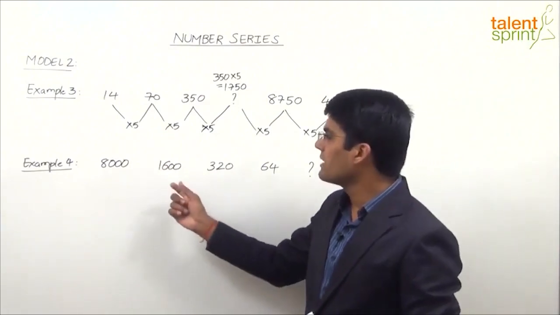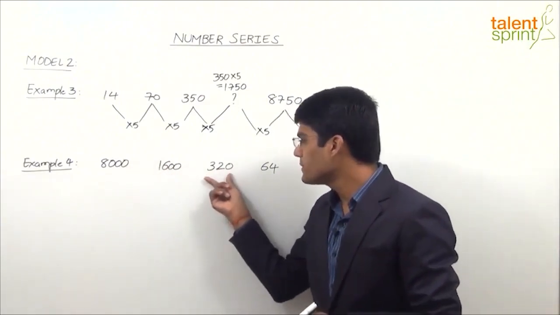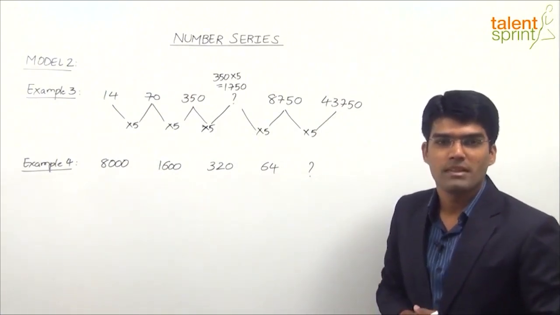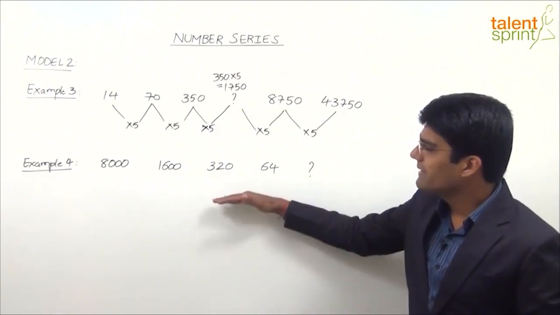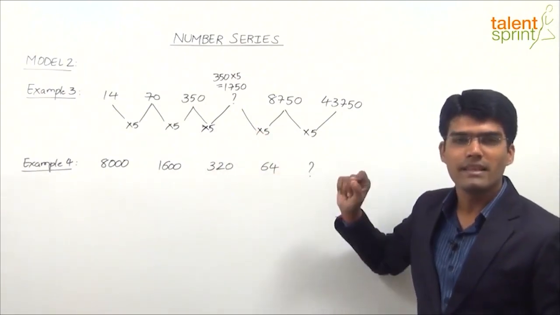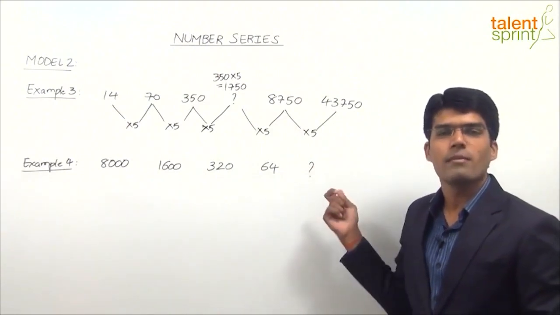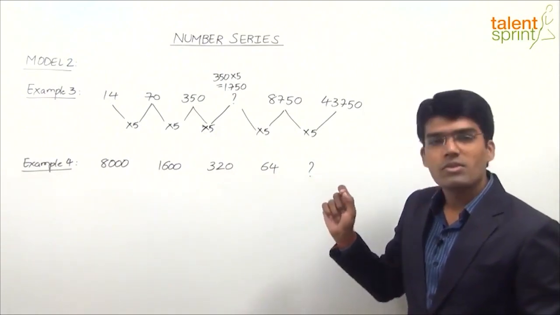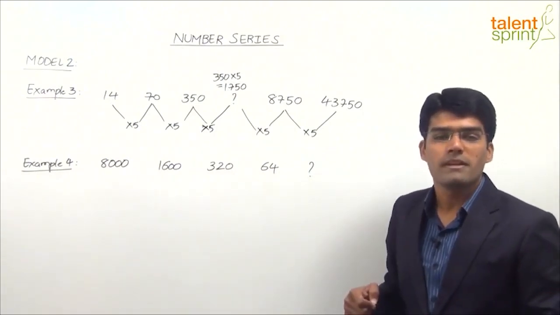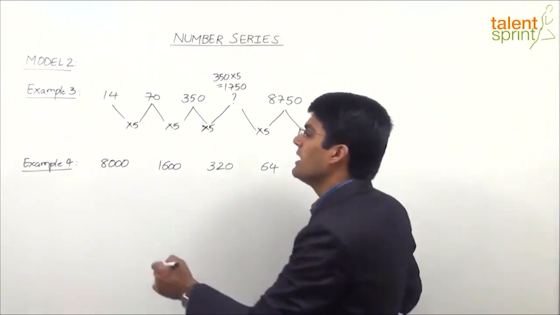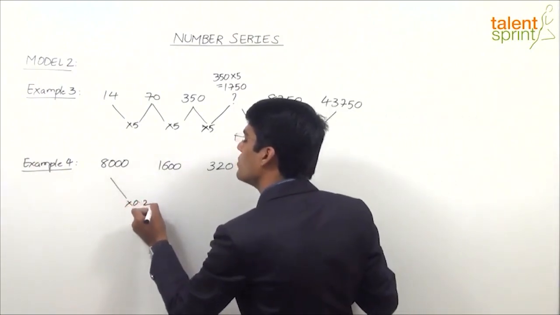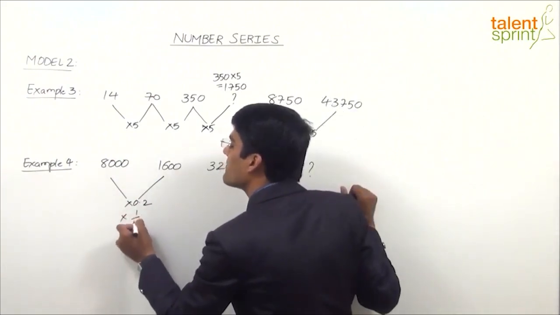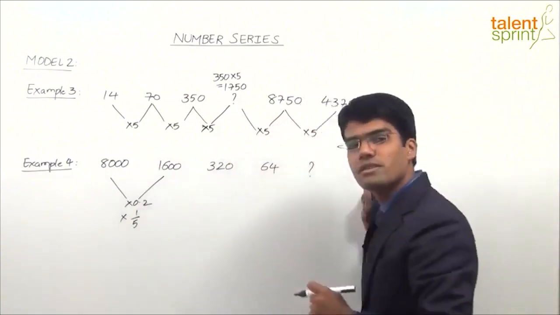Let us now take another example here. 8,000, 1,600, 320, 64. And what will be the next term? Again, here we have to find out the missing term. Now if you observe, even this series is similar to example number 3. That is, here also when each term is multiplied by a common value, it gives us the next term. But the point to be observed here is, it is not an integer that we are multiplying to the term, but in fact it is a decimal value. For example, 8,000 into 0.2 will give us 1,600, or that is nothing but 8,000 into 1 by 5. 8,000 divided by 5 is equal to 1,600.